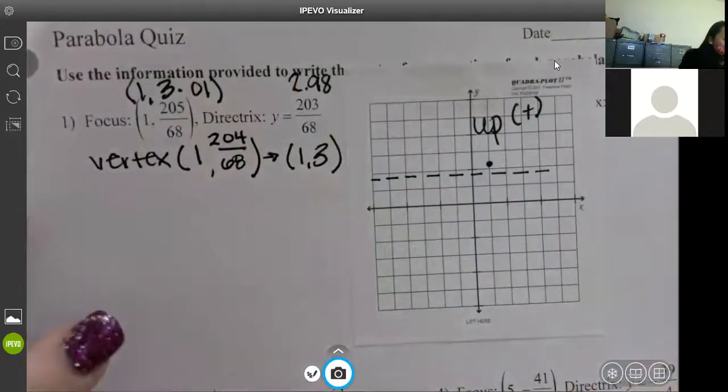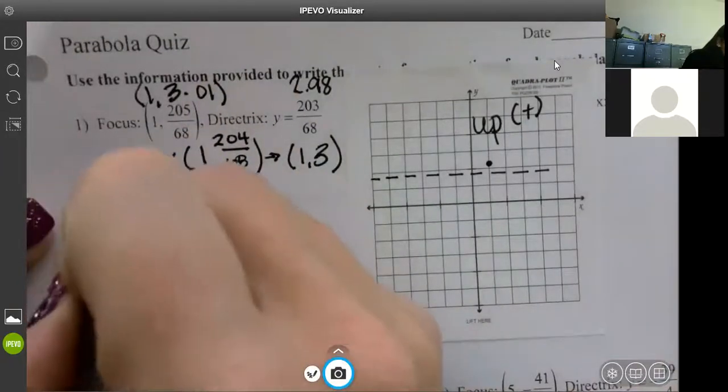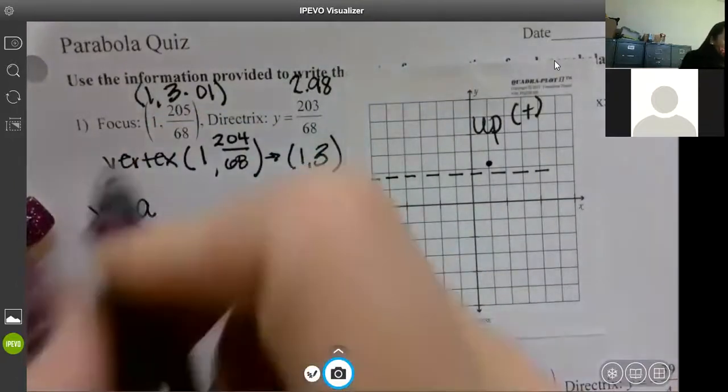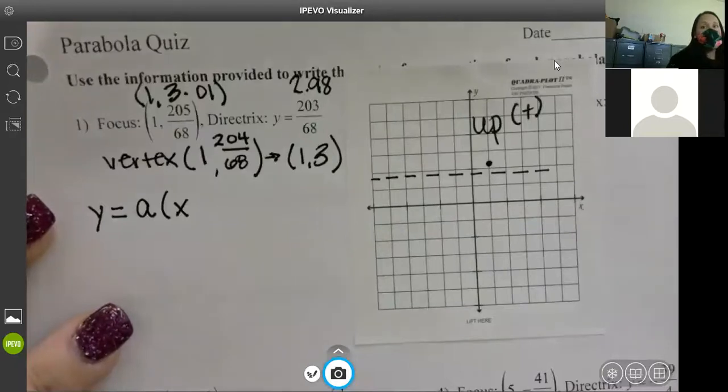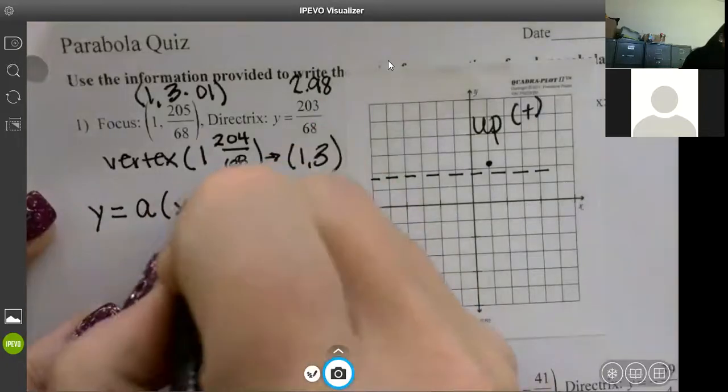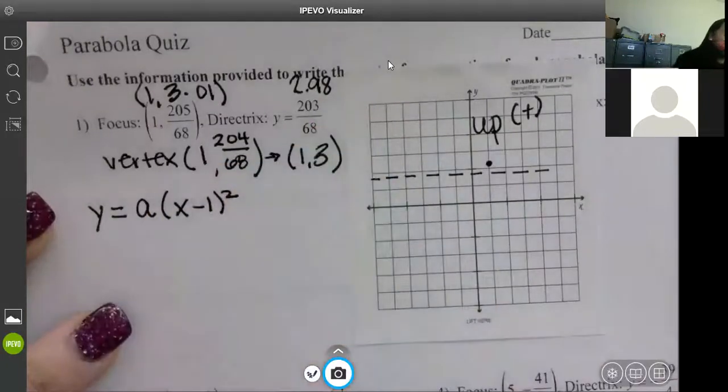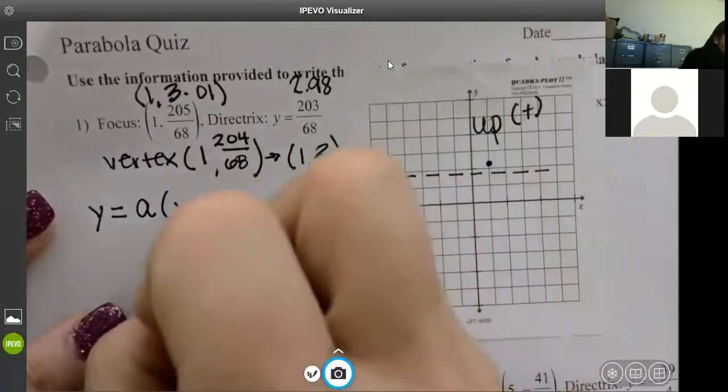All right, so then we write our equation. It's y equals, we're looking for that a, we don't know what it is, times x, and then what comes after x? Say it again. Minus 1, so change the x coordinate of the vertex, squared. And then what comes on the end? Plus 3.